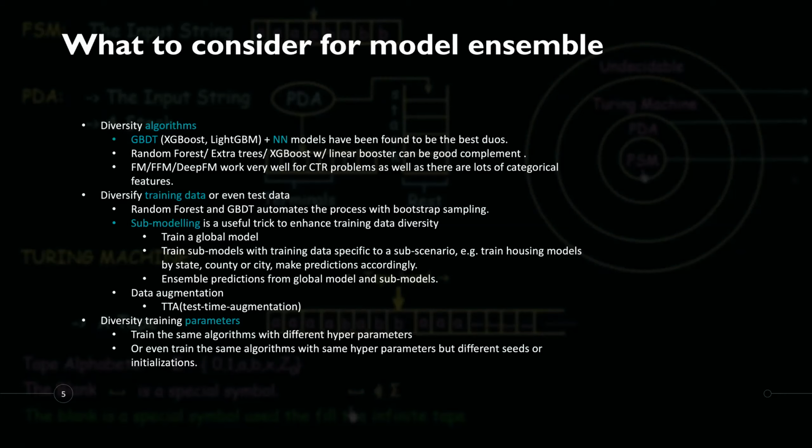And so instead of training a global model, we can train some submodels. By submodels, I mean we can train models by state, by city, by county, and just simply average the predictions. And so we could end up with a better solution. This sounds quite simple, but it is a very effective way of doing so.